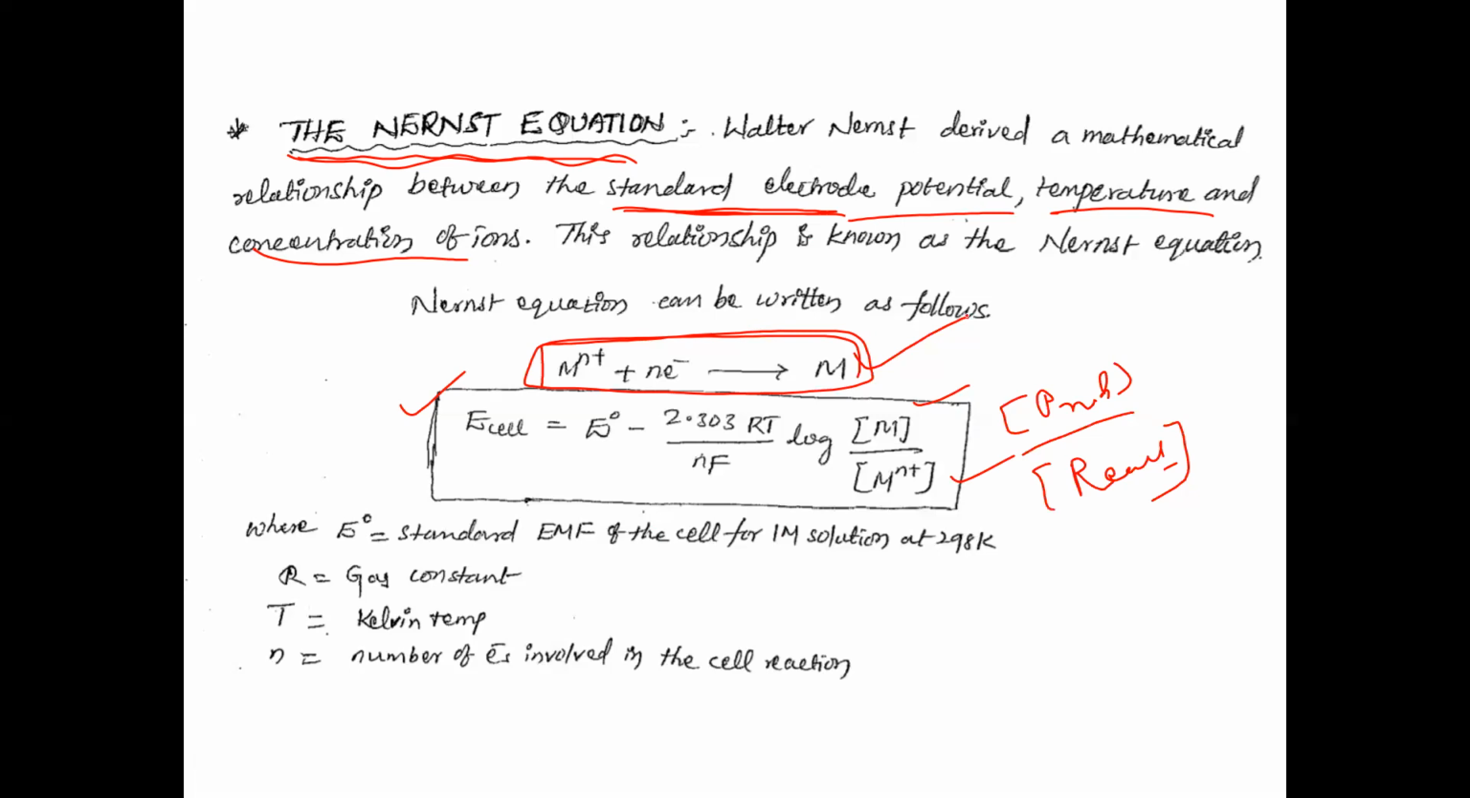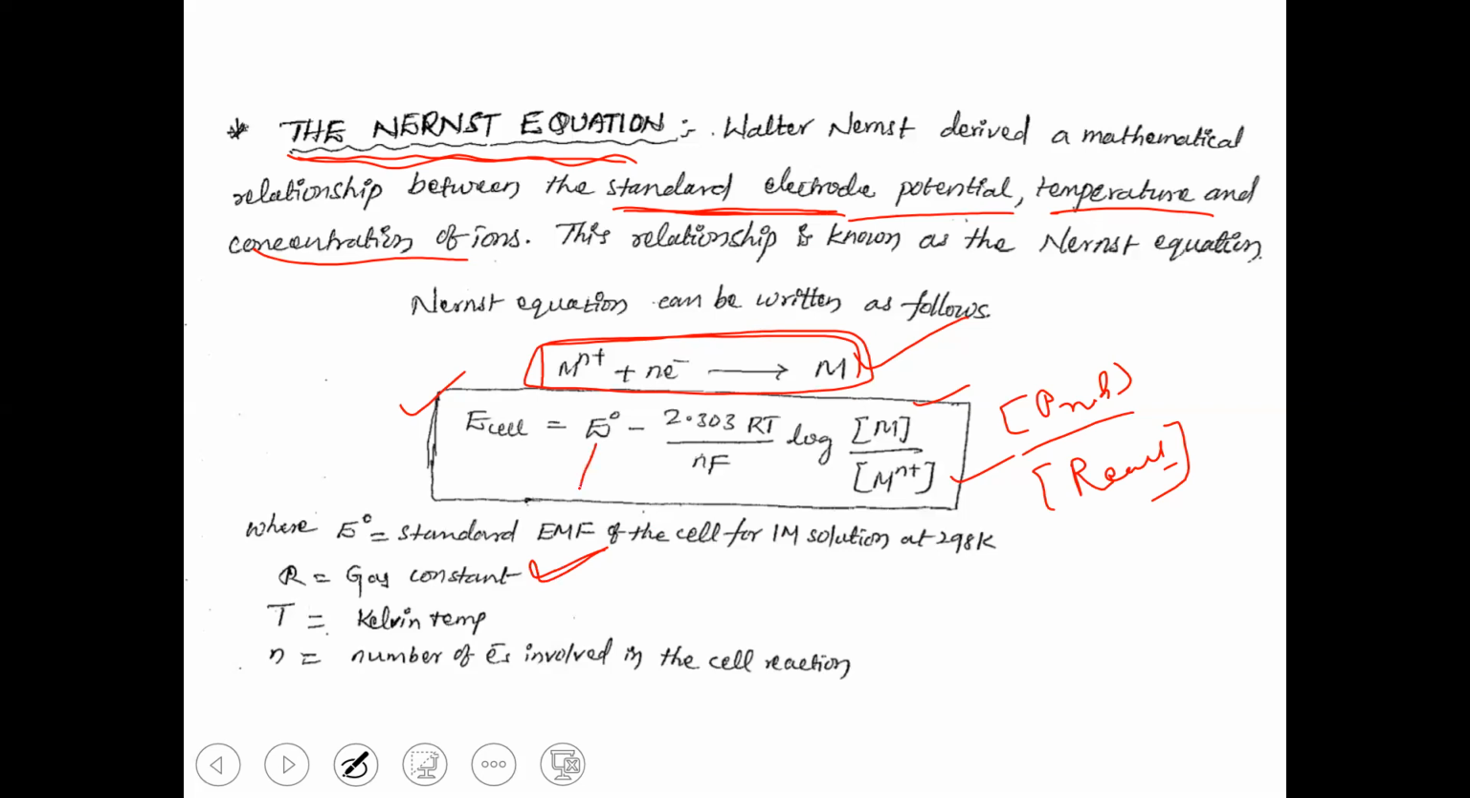Here E naught is the standard EMF of this cell for a 1 M solution at 298 kelvin. R is the gas constant. T is the Kelvin temperature. And n is the number of electrons involved in the cell reaction.